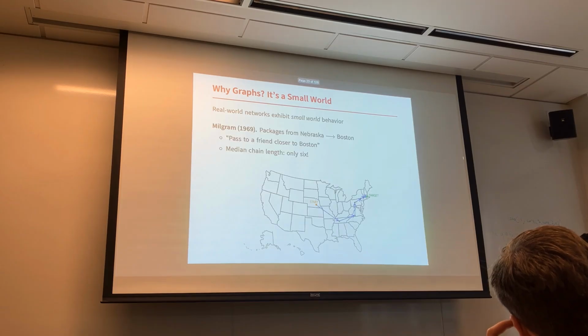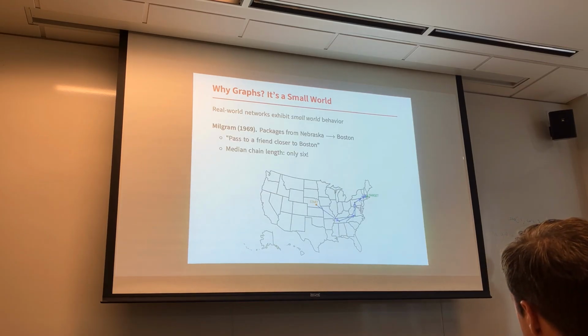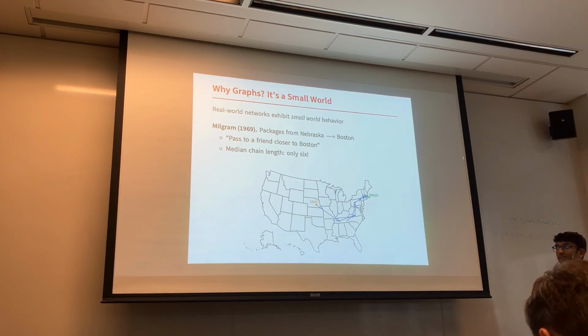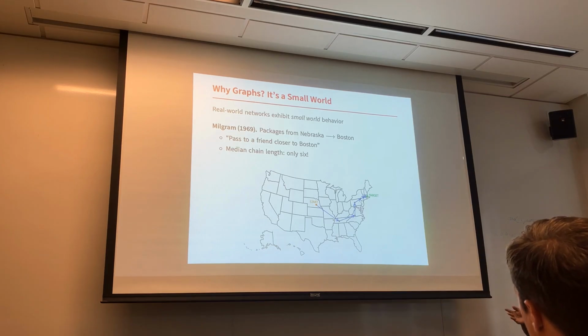So, for some context, like in the late 1960s, there's this very famous experiment by Milgram. And the experiment was to send packages from Nebraska to Boston through the hands of random strangers. And the only rule given to these strangers was to pass the package to a friend that you know lives closer to Boston. And what Milgram found is that in a chain of only length 6, in median, you're able to send a package halfway across the country. So this principle of 6 degrees of separation was really popularized by this experiment by Milgram.